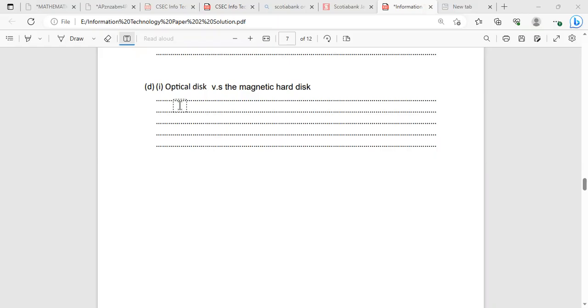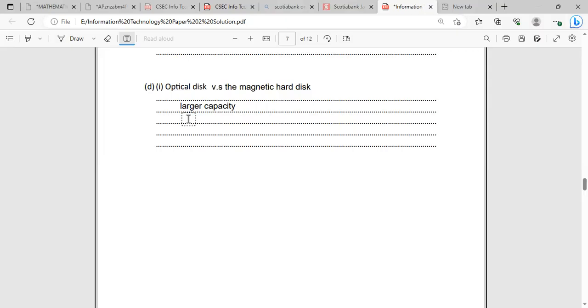One advantage is that the optical disc has a larger capacity. So you know, storage is everything, right? I'm just going to list some more, just in case they come with two or three this year. The optical disc can also retain data longer.